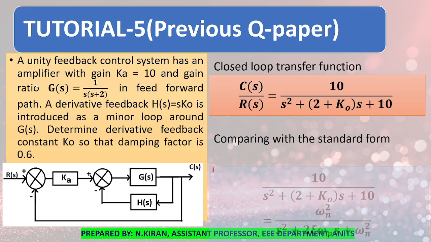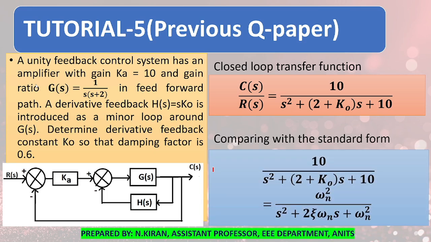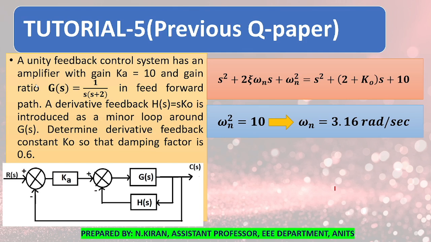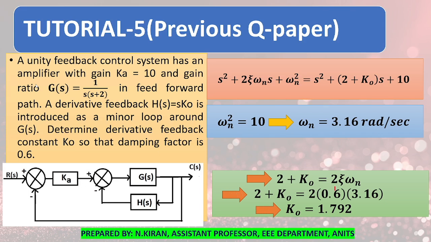Comparing this with the standard form, omega n square is 10 and 2 zeta omega n is 2 plus K naught. So omega n square is 10. From that, omega n value is 3.16 radians per second. And the second term, that is 2 zeta omega n, is nothing but 2 plus K naught, isn't it? So that is what is written here.